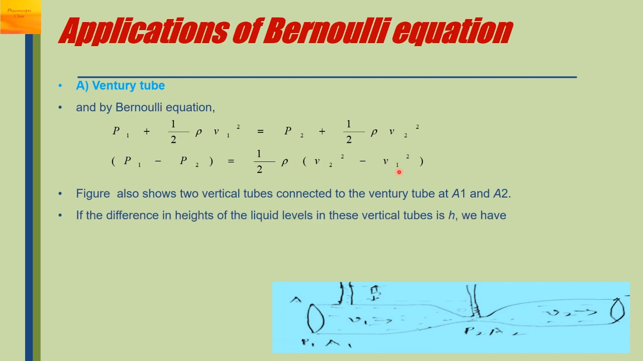Now the figure shows these two vertical tubes that are connected to the Venturi tube. These tubes are connected at A1 and at A2. So there will be a difference in the heights of the liquid levels, which are shown over here. Here the liquid is filled till this level, and here the liquid is at this level. So the difference between both the liquid levels is a height h. It's written here. So we will write the pressure difference: P1 minus P2 is equal to rho g h.